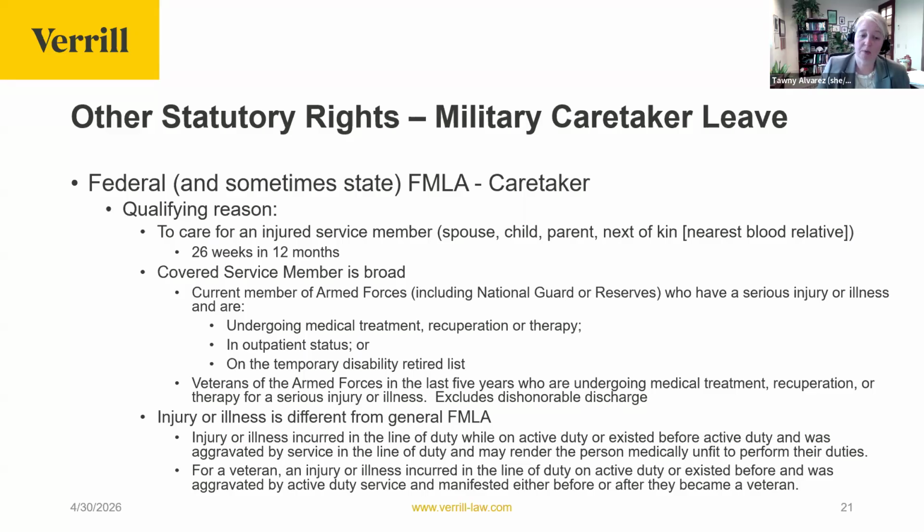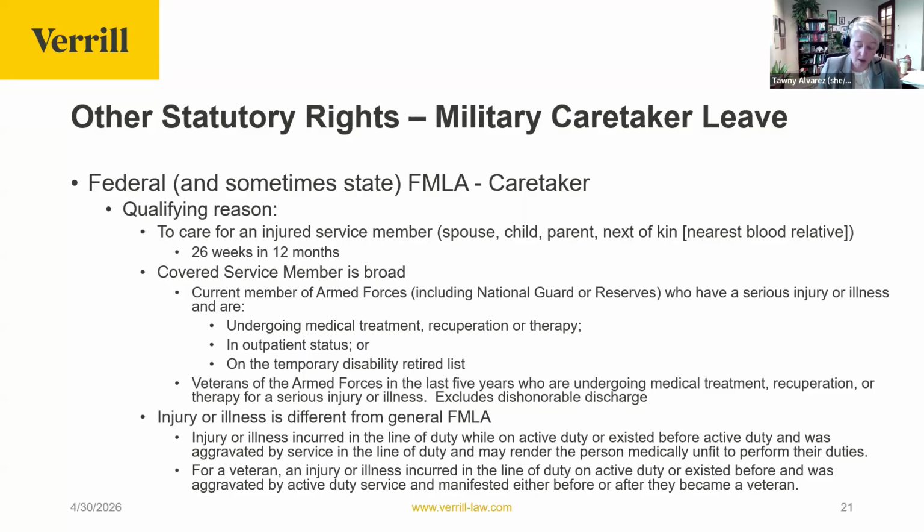For a veteran, someone who's not in active duty, it would have to be an injury or illness that occurred in the line of duty while on active duty, so previously, or existed before and was simply aggravated by the active duty service, and that it manifested. It could be that it takes 4 years to manifest, and that would still be covered for military caregiver leave obligations.